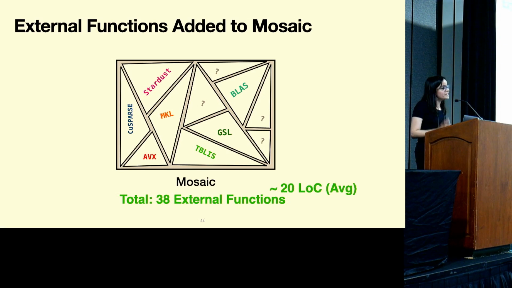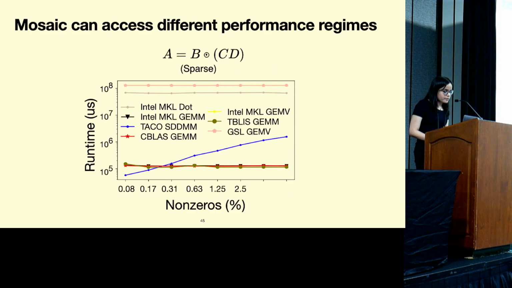And it's not really very hard to add a new system. It only takes about 20 lines of code on average. And Mosaic can access the different performance regimes we've been talking about till now. So Mosaic could access the different crossover points in the SDMM expression I've been talking about. I've just added performance numbers for all of the systems that we added and we scheduled through Mosaic for this SDMM expression. So there's a wide variety of things you can choose from.